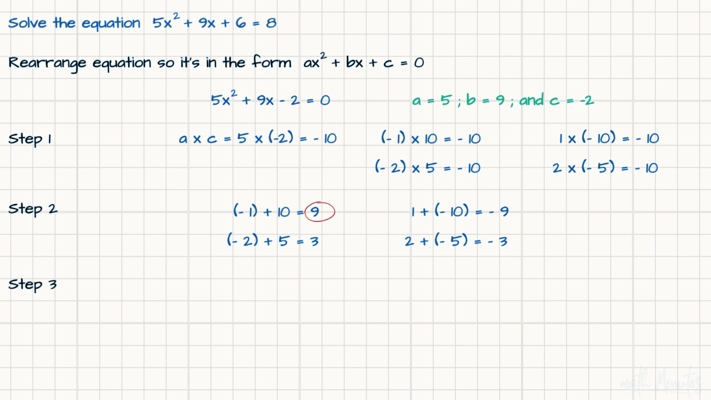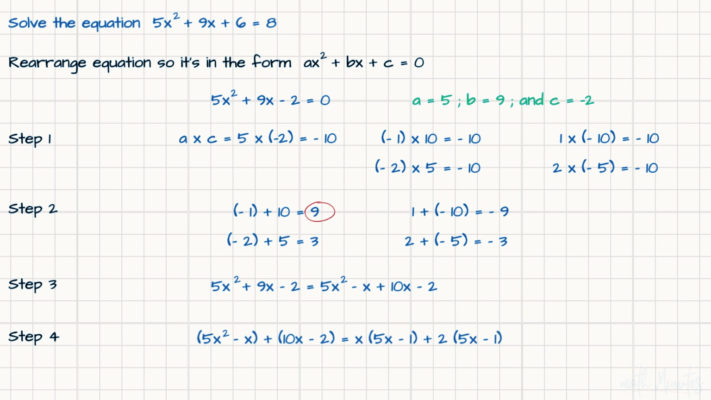We replace bx in the equation 5x squared plus 9x minus 2 equals 5x squared minus x plus 10x minus 2. Finally, we take the common factors out. 5x squared minus x plus 10x minus 2 equals x times 5x minus 1 plus 2 times 5x minus 1, which equals x plus 2 times 5x minus 1.